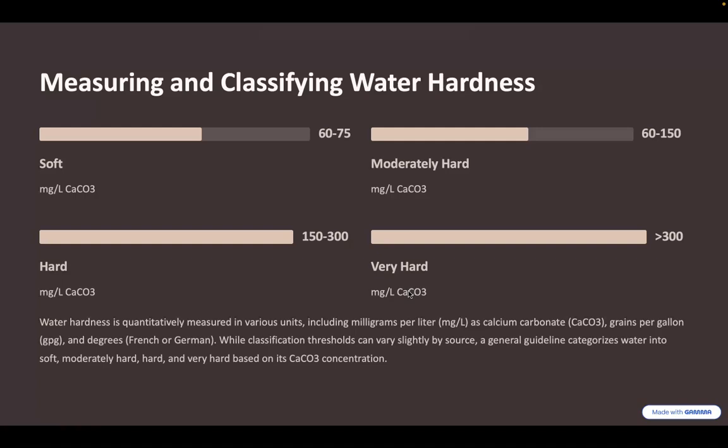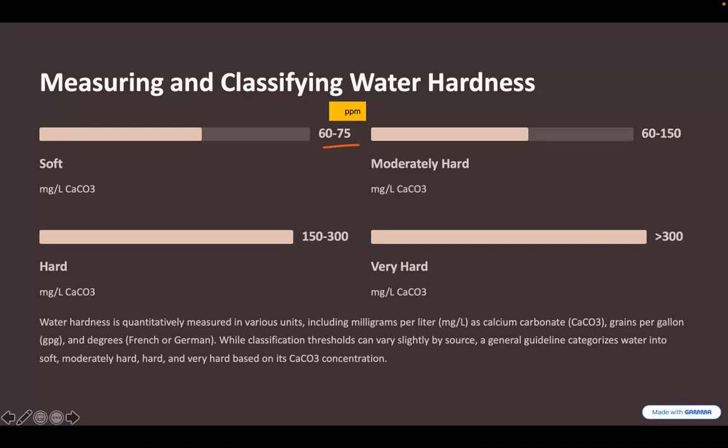The hardness is generally measured in units of ppm, that is, parts per million. So parts per million are the units of hardness. How many milligrams of these calcium and magnesium salts are present in a liter of water is reflected as ppm.